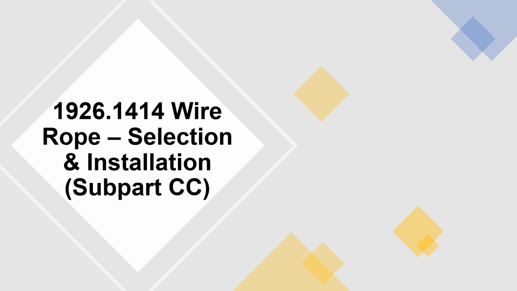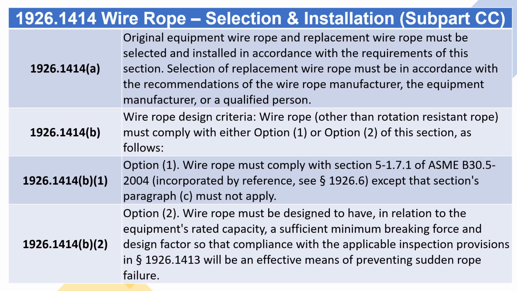1926.1414 Wire rope, selection and installation to Subpart CC. Cranes and derricks in construction. 1926.1414(a) Original equipment wire rope and replacement wire rope must be selected and installed in accordance with the requirements of this section. Selection of replacement wire rope must be in accordance with the recommendations of the wire rope manufacturer, the equipment manufacturer, or a qualified person.